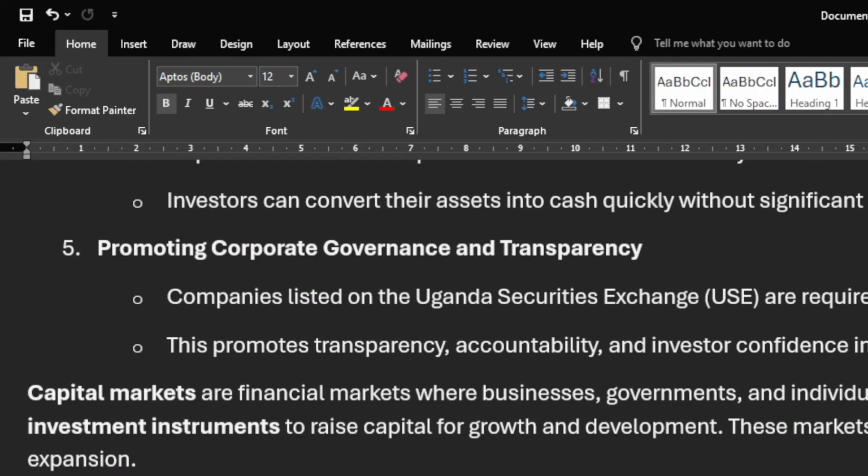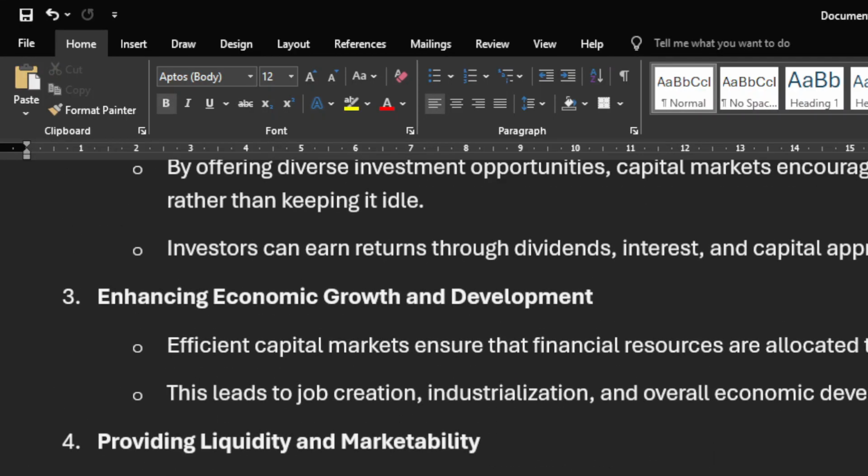Here I copied it because I wanted it to come at the end. Capital markets are financial markets where businesses, governments, and you as an individual buy and sell long-term financial securities such as stocks, bonds, and other investments to raise capital. You have to put the reason: to raise capital for growth and development.